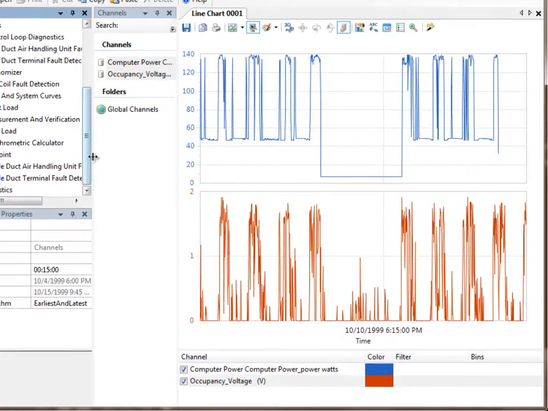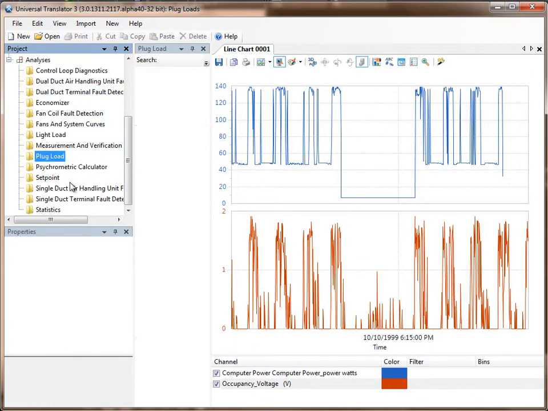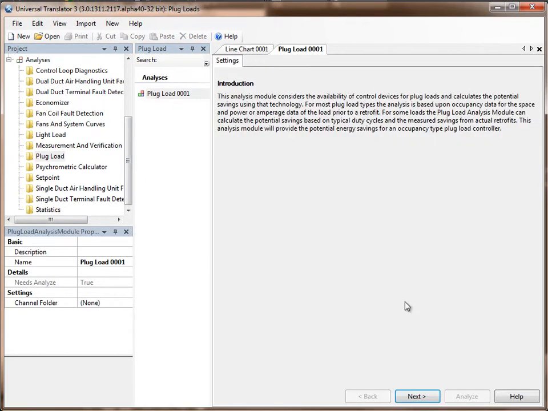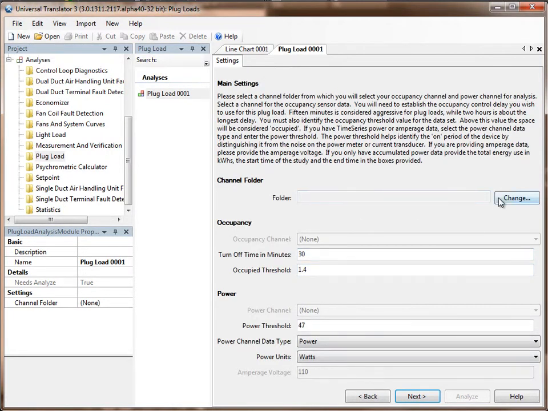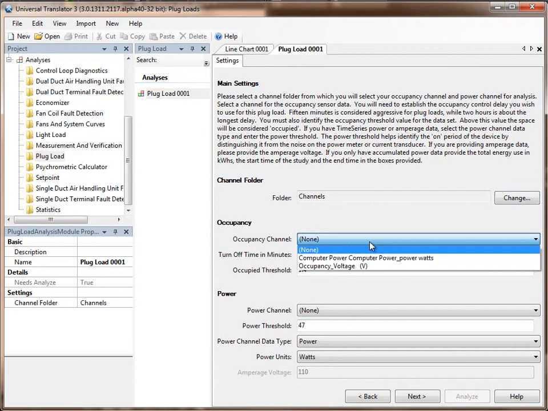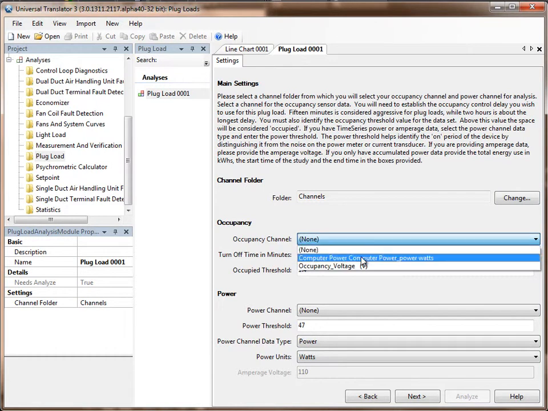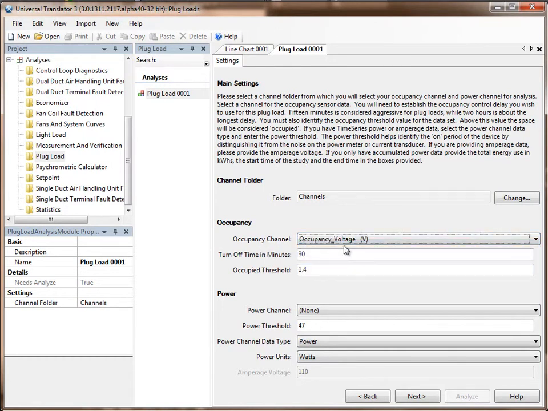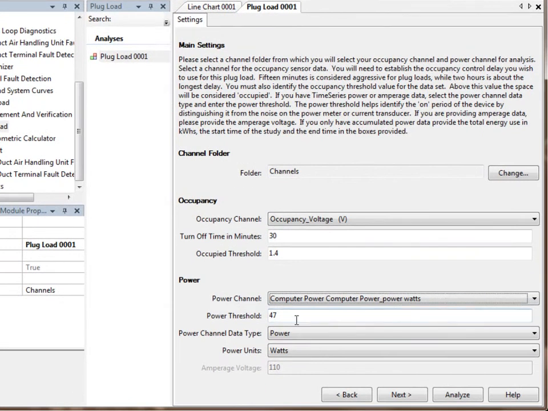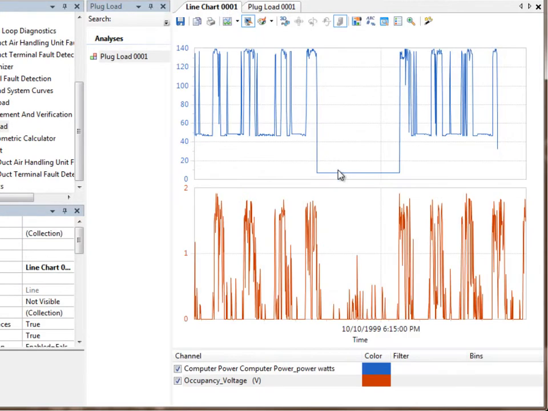Okay, so to analyze how that would look, let's pick a plug load analysis module, make a new one with a right click, double click that. There's some short instructions here. Again, as we did for the light load, we'll pick the root folder because the two channels that we're looking at are the only ones we have. The occupancy channel is the voltage that we get from our temporary sensor, and the computer power channel comes from our power meter here.